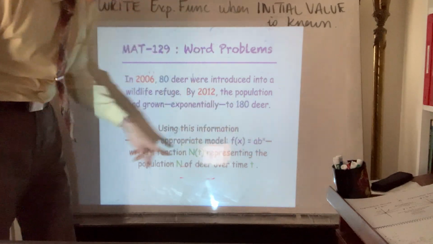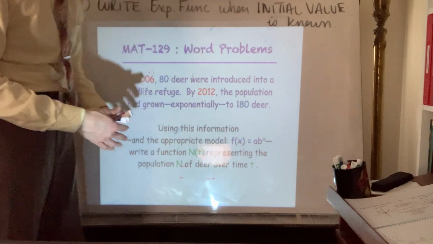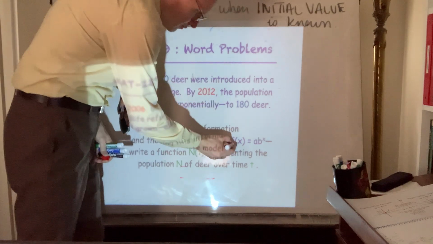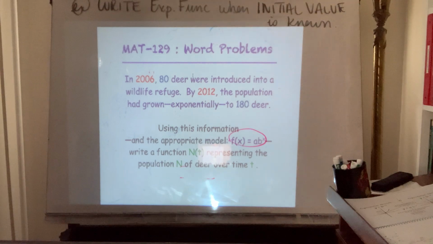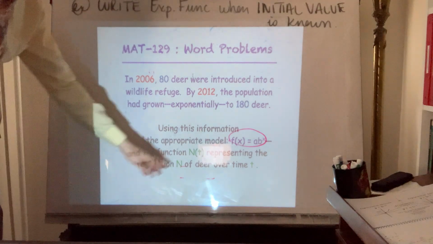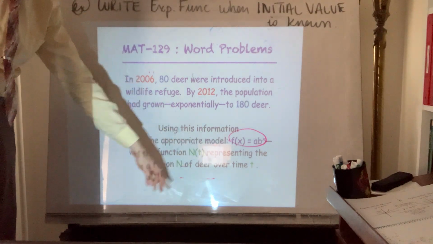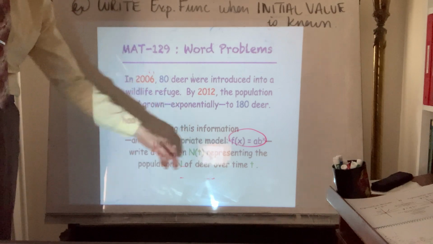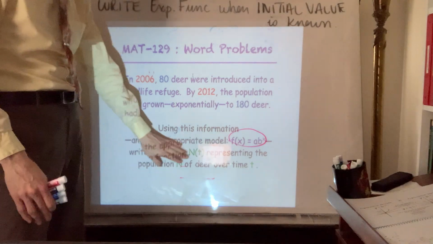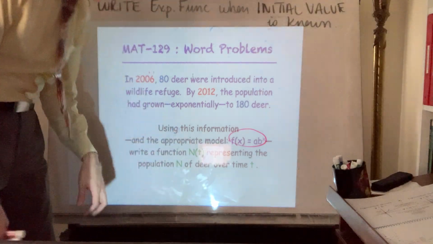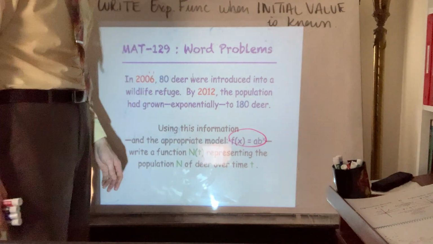That's just a hyphen. That's not part of the formula here. You're just using that. Write a function N of t, just changing the labels, number of deer over time, with time as the input, representing the population of deer over time t. One will assume it's in years since they're talking about years.